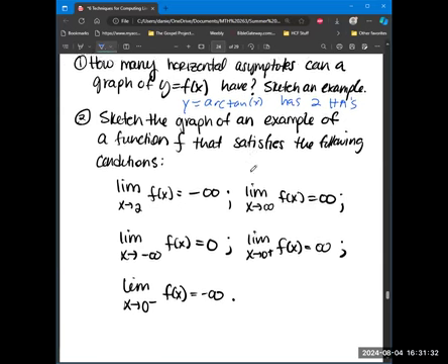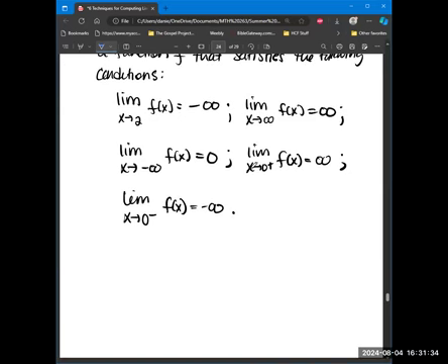Sketch an example of a function that satisfies the following conditions. Limit as x approaches 2 of f of x is negative infinity. So it's doing the same thing from the left and the right at 2, going to negative infinity. So that's going to do this. And then limit as I go to positive infinity is infinity. Limit as I go to negative infinity is 0.